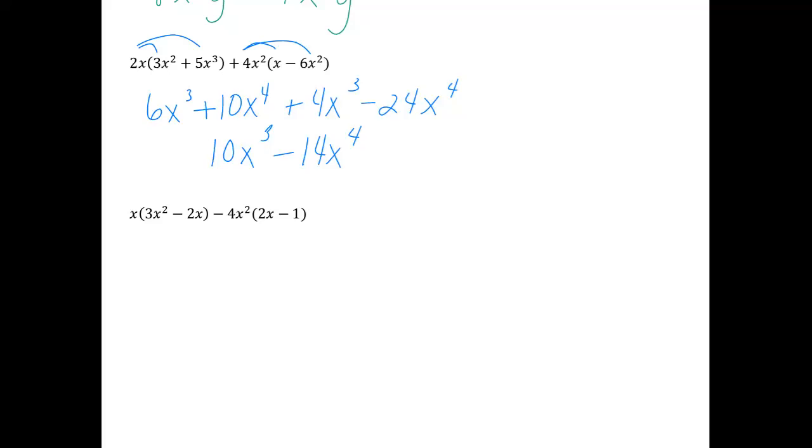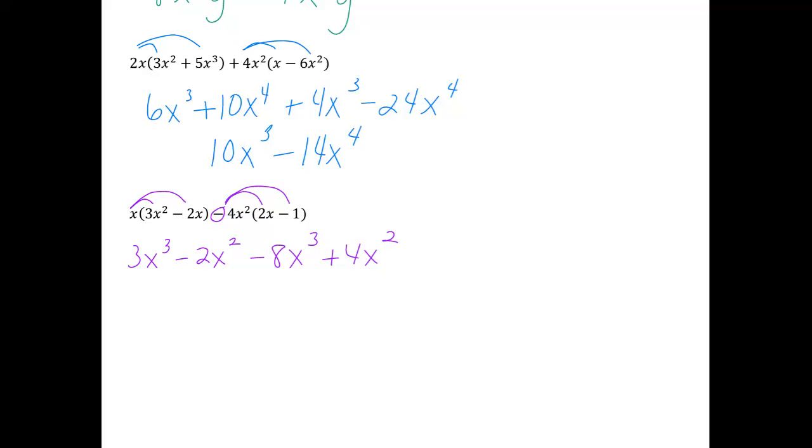The bottom one, we have to be a little bit more careful when we do this second set because of this negative sign. So when I distribute, I'm going to take the negative as well as the 4x squared through. So in the first one, we get 3x cubed minus 2x squared. But in the second one, we're going to do negative 4x squared times 2x, so negative 8x cubed. And then negative 4x squared times negative 1 gives us positive 4x squared.